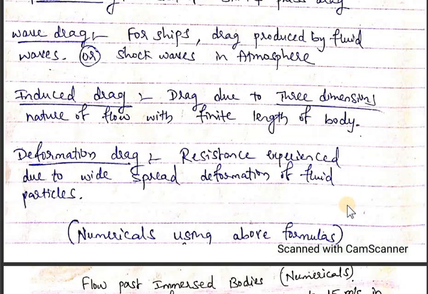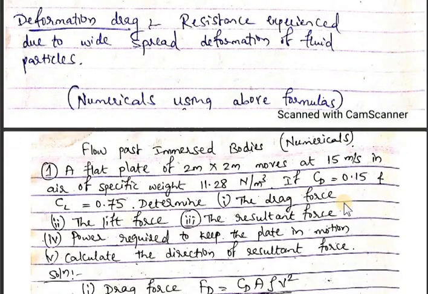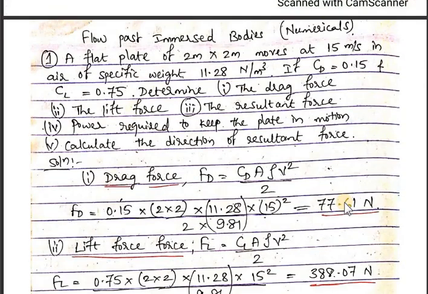Okay, now this is all about the theory in flow past immersed bodies. Now we will take some simple examples to understand how to solve the problems and what all things we need to find out. One such example, I'll read the first one: a flat plate of 2 meter by 2 meter moves at 15 meter per second in air of specific weight 11.28 Newton per meter cube. If CD, the coefficient of drag, is given as 0.15 and the coefficient of lift is given as 0.75, determine the drag force, the lift force, the resultant force, and the power required to keep the plate in motion. Last one, calculate the direction of the resultant force.